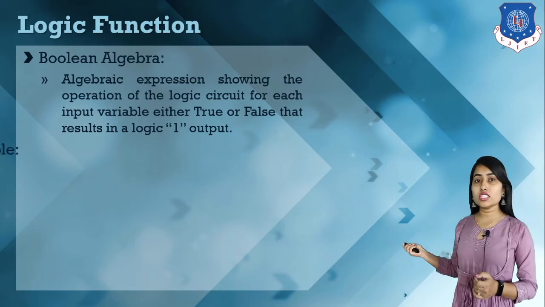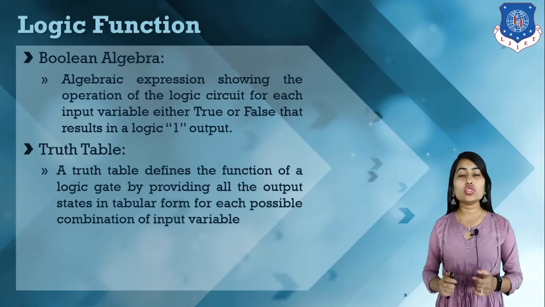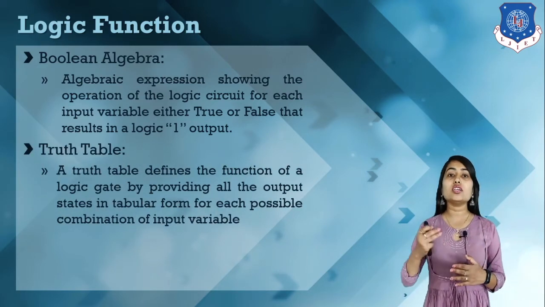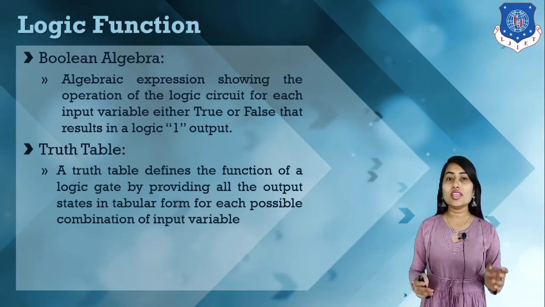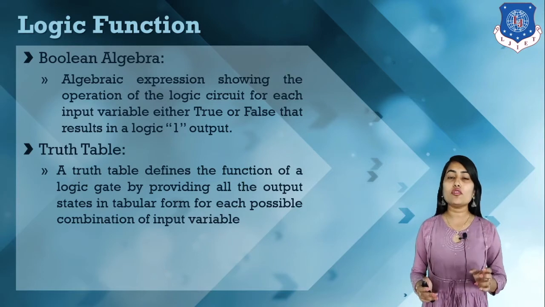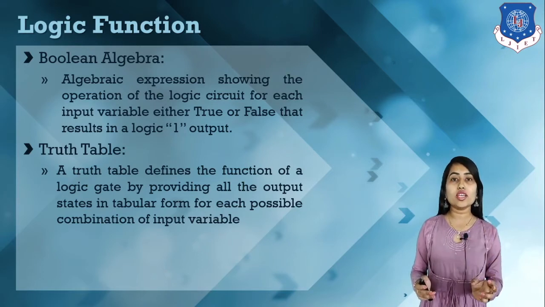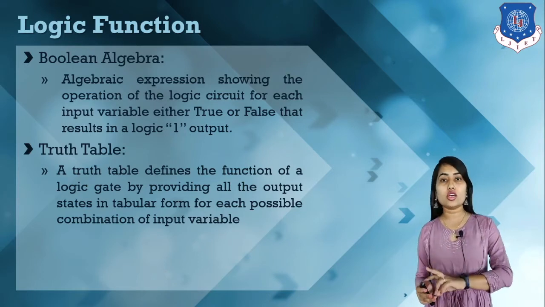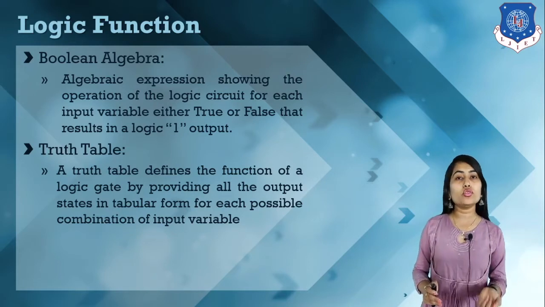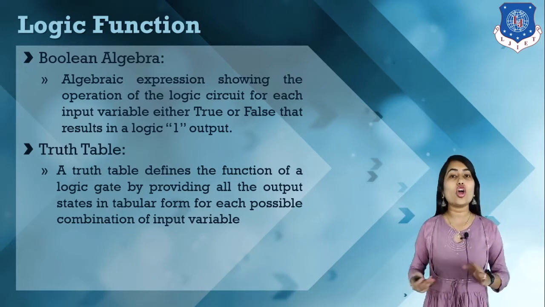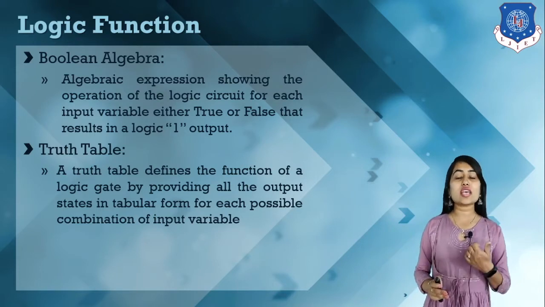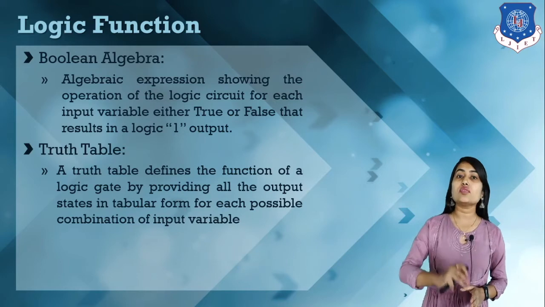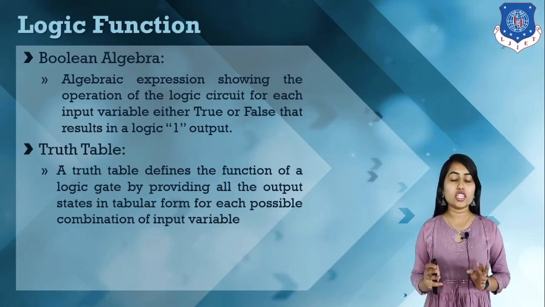Then we have the truth table. This truth table is basically a tabular form of a logical expression in which input conditions are written in tabular form, and according to those input conditions we have an output, either 0 or 1. So in a tabular form there are input conditions, and according to them we have the respective output conditions.